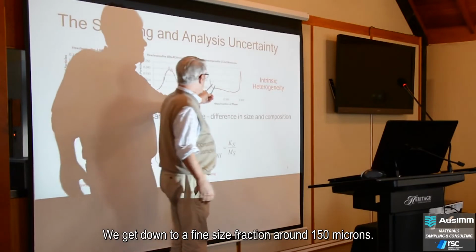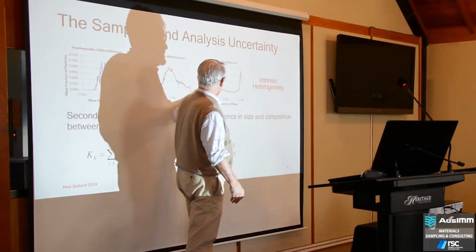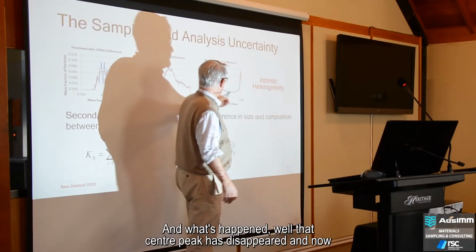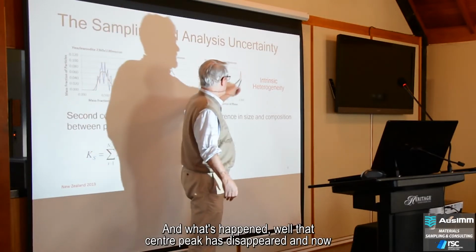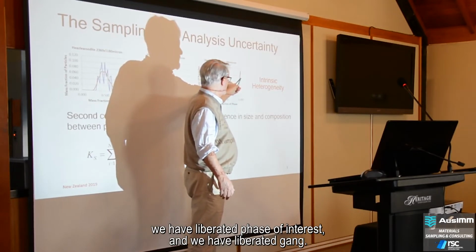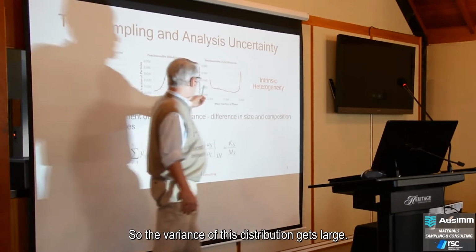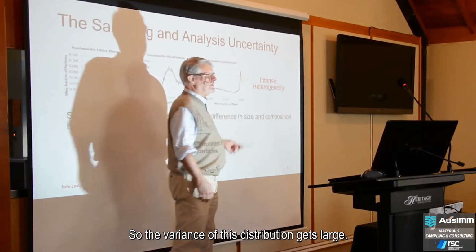We get down to a fine size fraction around 150 microns, and what's happened? Well, that center peak has disappeared, and now we have liberated phase of interest, and we have liberated gangue. So the variance of this distribution gets large.